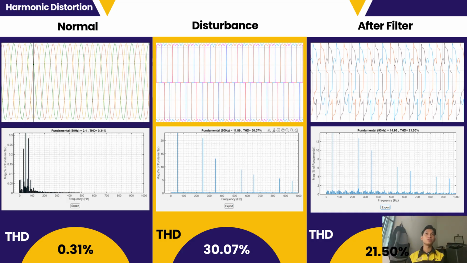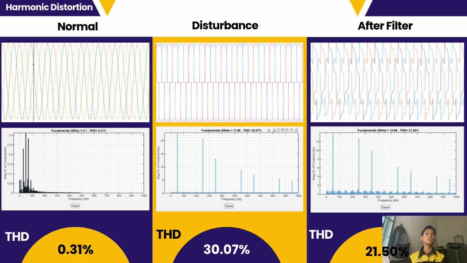Firstly, the left side shows the normal operating condition. The three-phase current waveform is balanced and sinusoidal with a phase displacement of 120 degrees between phases. This indicates that the load behaves as a linear load and thus does not introduce significant harmonics into the system. The FFT analysis confirms this condition, where the THD value is only 0.31%. Since the THD is well below the IEEE standard 519 recommended limit of 5%, the system can be classified as operating under healthy power quality conditions.